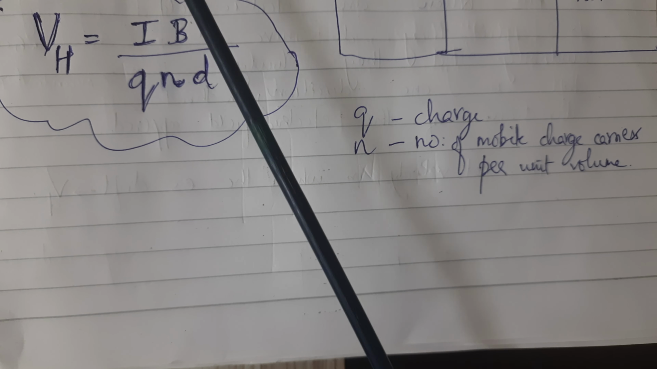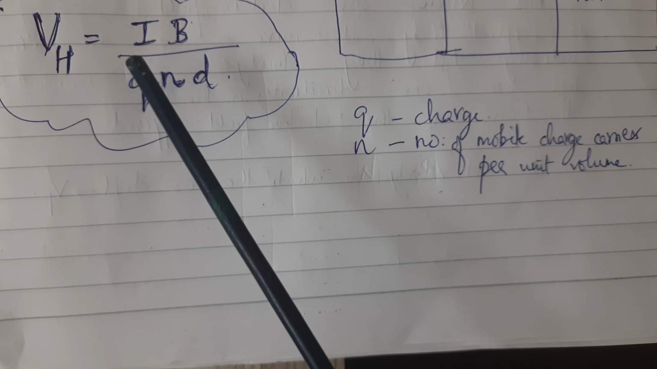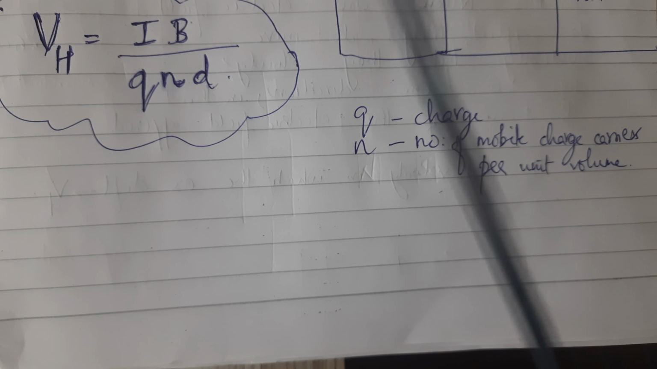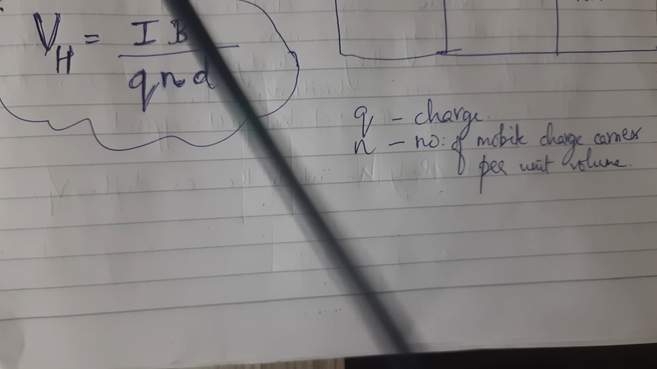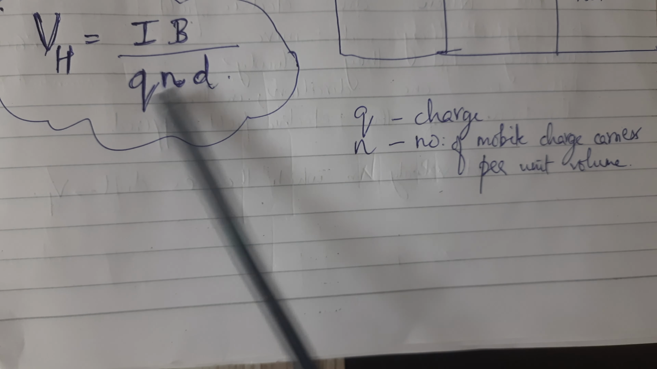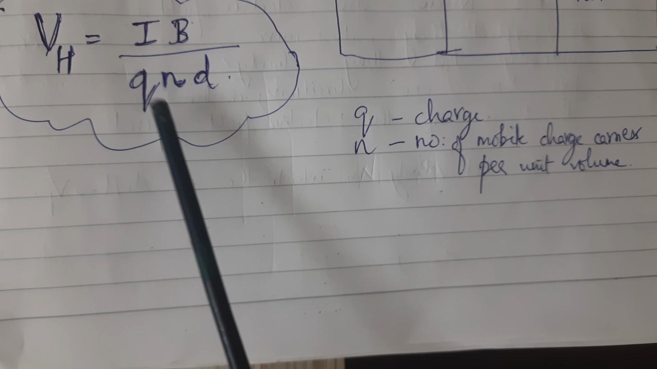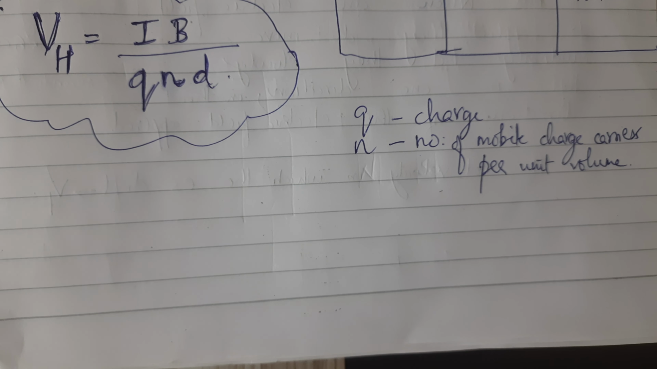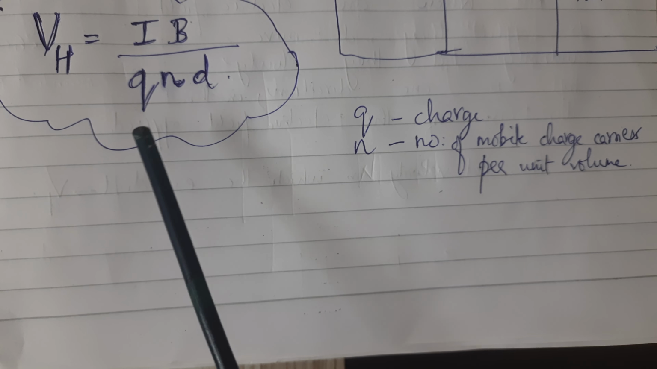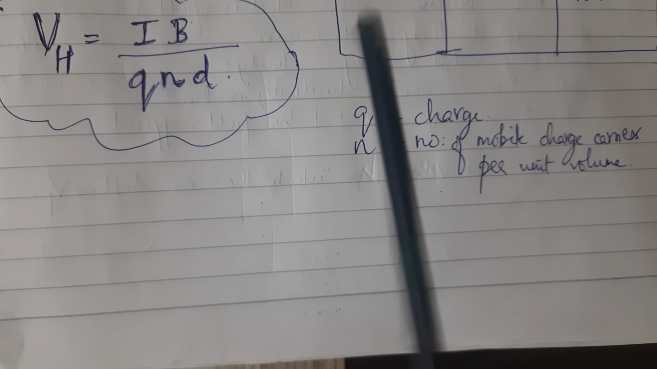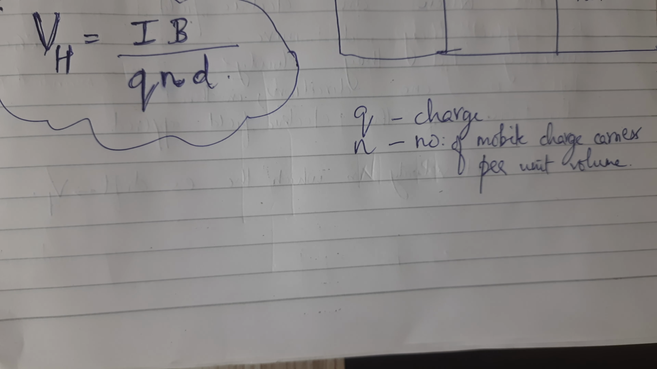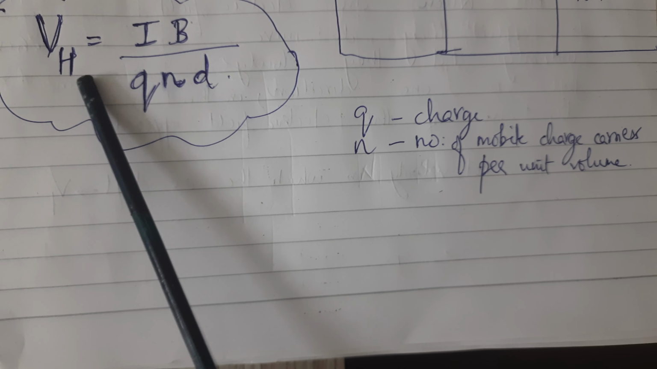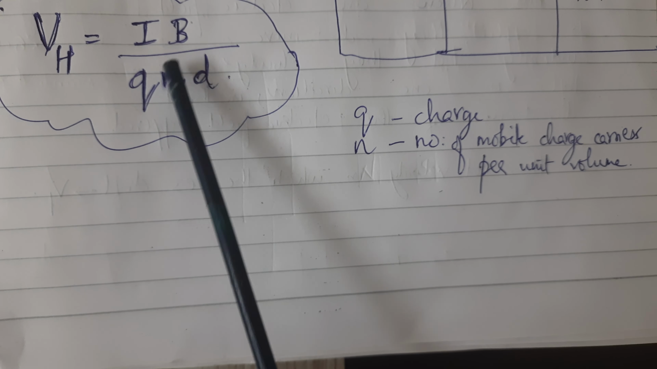I is the electric current which is flowing through the conductor, and B is the magnetic field, the magnet which we have put, the magnetic field strength B, and Q is the charge. Then N is the number of mobile charge carriers per unit volume, and D is the thickness of the material, whether it is a conductor or semiconductor. So we will get the Hall voltage by putting the values in this particular equation.